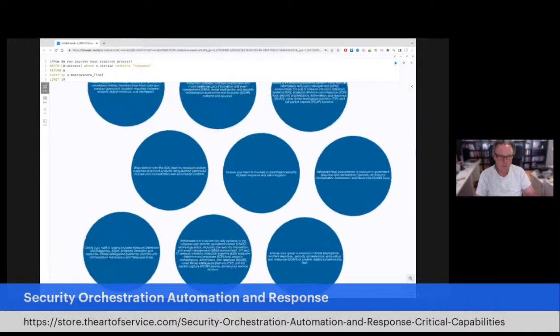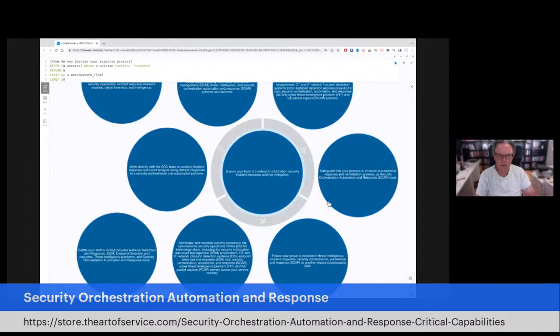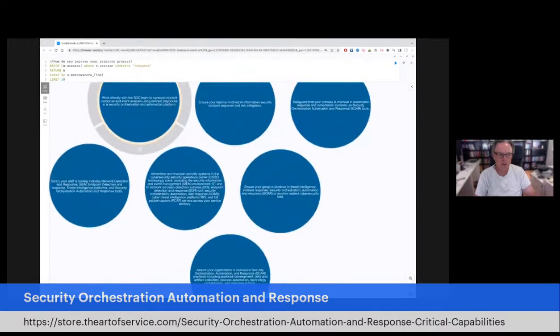And zoom in. Ensure your team is involved in information security, incident response, and risk mitigation. Work directly with the SOC team to conduct incident response and event analysis using defined playbooks in the security orchestration and automation platform. So having SOAR in place means really thinking ahead in workflows and playbooks and what-if scenarios, worst-case scenarios, and cover as much as you can. So you need a lot of information sharing as well from external organizations, and a lot of information in place in your own organization that's related to SOAR.